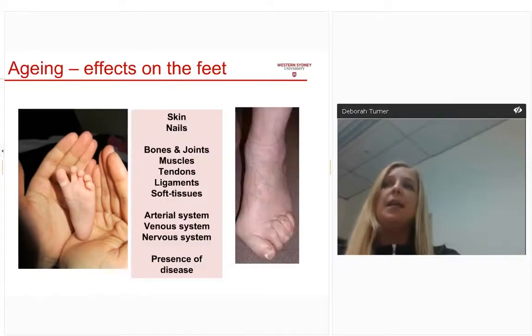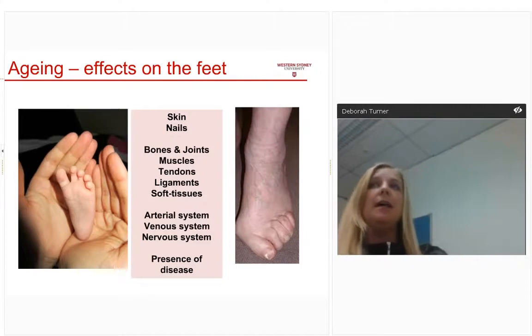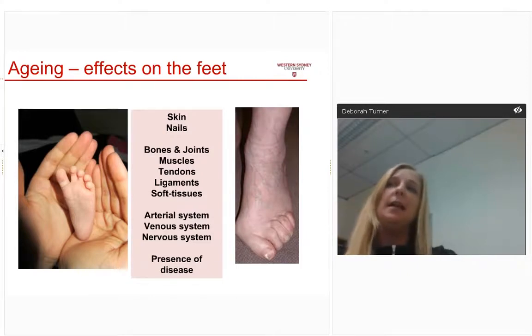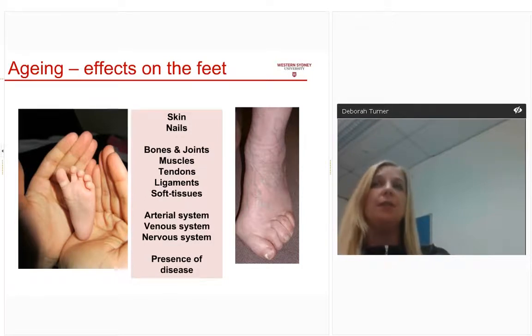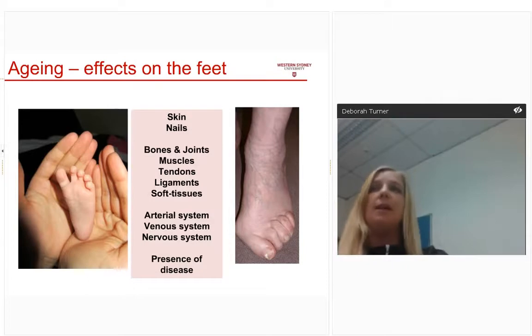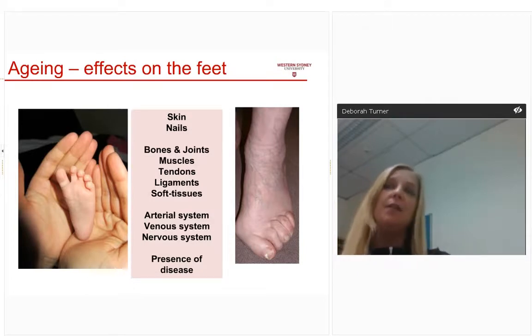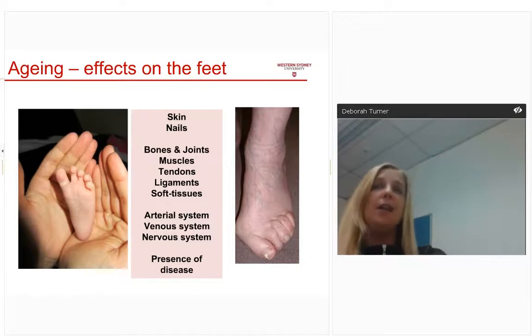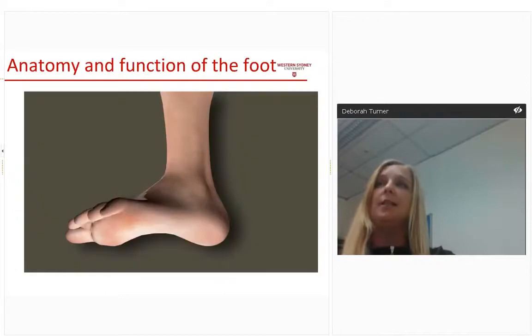So if we think about the effect of aging on the feet, it can affect all areas of the foot, including the skin and nails, but has a deleterious effect on major soft tissue structures, including muscles, tendons, ligaments, and soft tissues. We can't forget that there is an effect of aging on the arterial and venous systems and the nervous system. And then we've got to think about those factors in the presence of disease, namely inflammatory joint diseases.